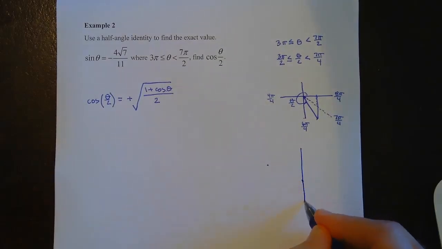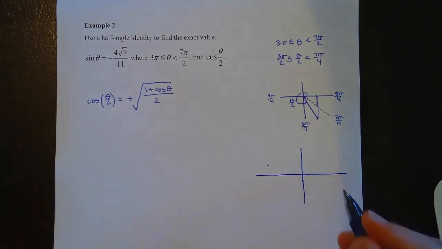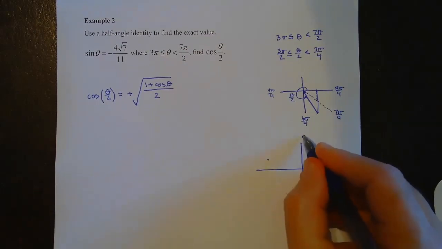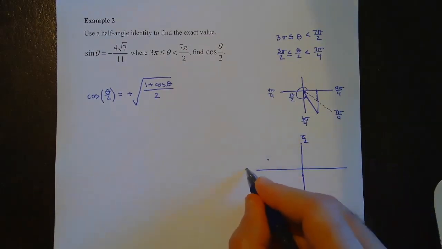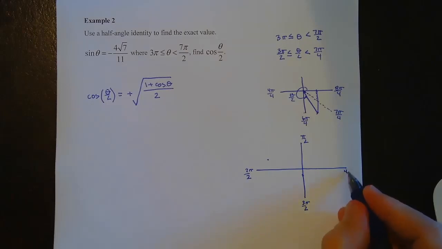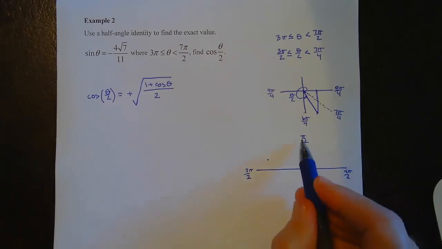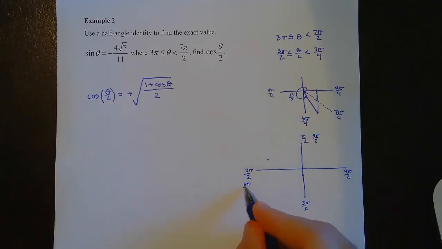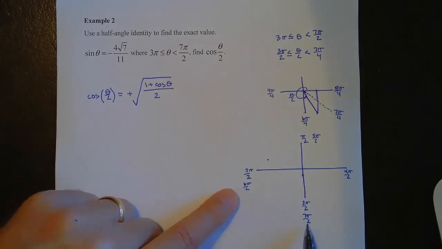I'm going to draw kind of a big diagram here. So I know this is pi over 2. This is 2 pi over 2. This is 3 pi over 2. This is 4 pi over 2, 5 pi over 2, 6 pi over 2, which is 3 pi. And right here, this would be 7 pi over 2. So this is equivalent to 3 pi. This is 7 pi over 2.